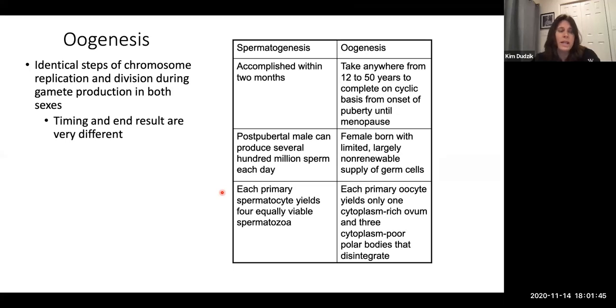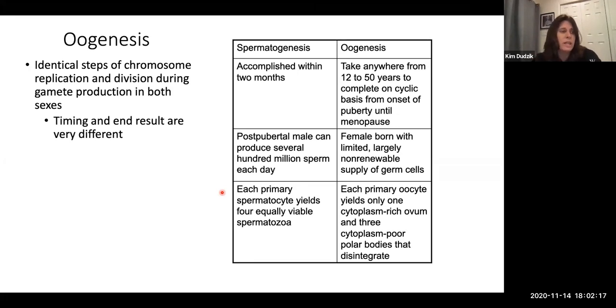We're going to see later that we're born with about 2 million germ cells, but by the time we reach puberty, many of those just degenerate, and we're left with about 400,000 at puberty. And then during our reproductive years, where we're ovulating once a month, we ovulate about 400 to 500 eggs before the onset of menopause. So we get a big reduction of eggs over time.